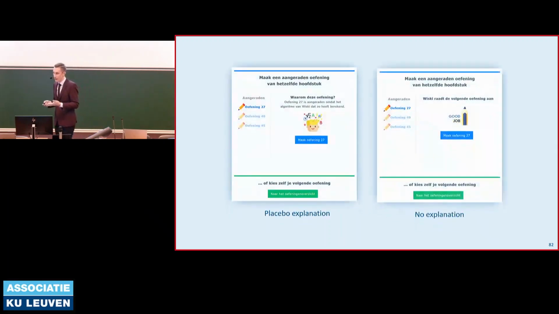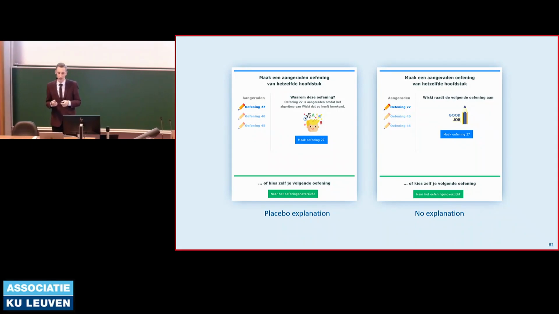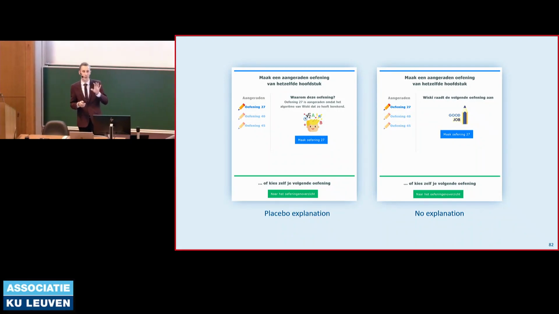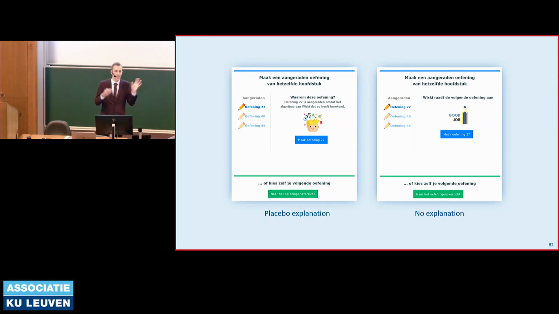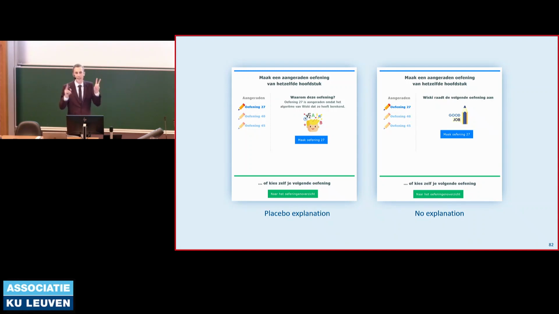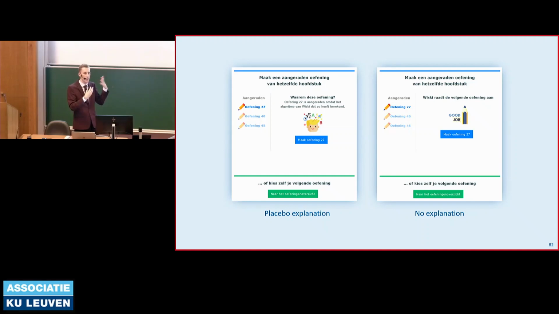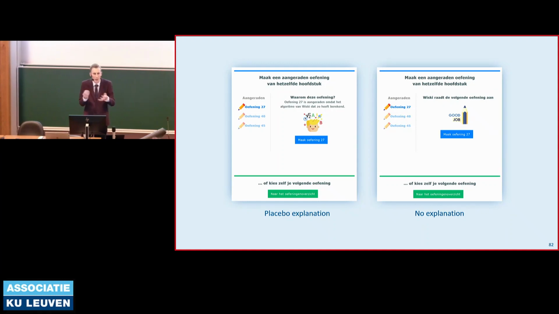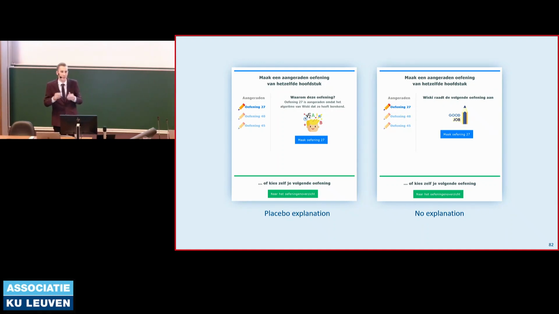So how did we do that? Actually, we tested this together with 2 other designs. So first, a placebo explanation. Placebo is just this fancy word for fake. So the explanation was, we are recommending this because our algorithm decided so. That's not really giving you any insights in why or how it worked, right? So it's like a fake explanation.